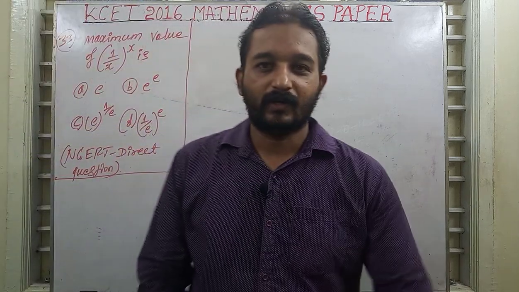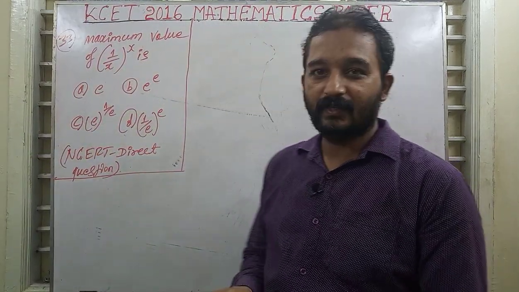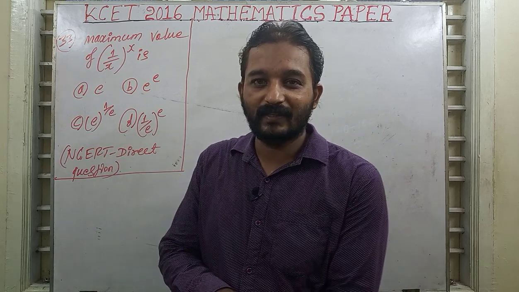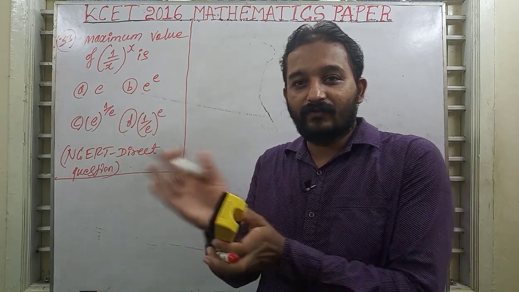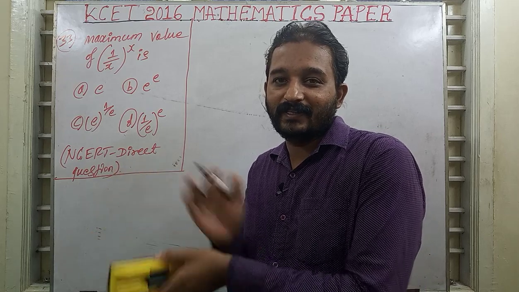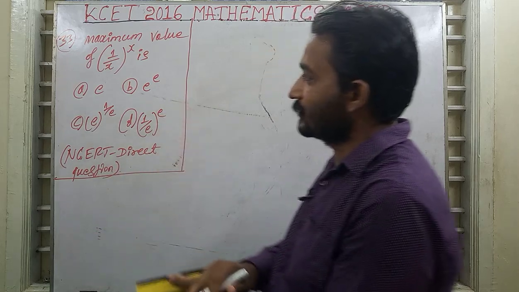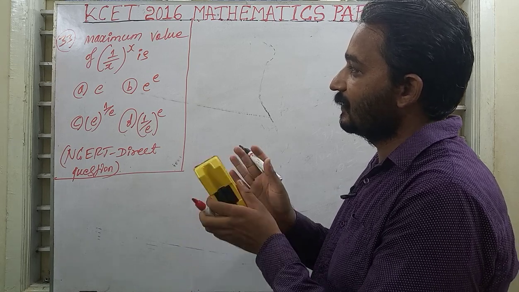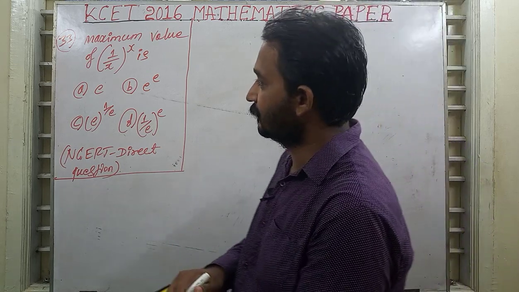So now let us move on to the next question, question number 33. Once again this question is based on the chapter application of derivatives. Usually they ask 5 or 6 questions on this chapter in KCET. Okay, so let us see the question. Find the maximum value of this function. Particularly it depends on maximum and minimum.